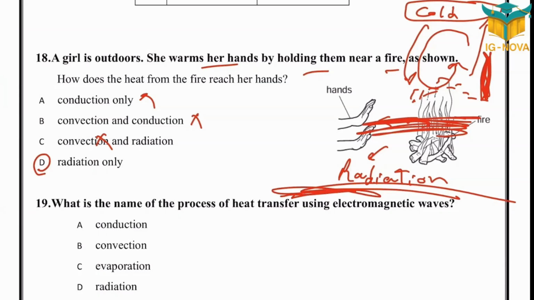He can use an oven or stove instead of this fire. Accepted also at the same level. Why? This movement of air is convection.